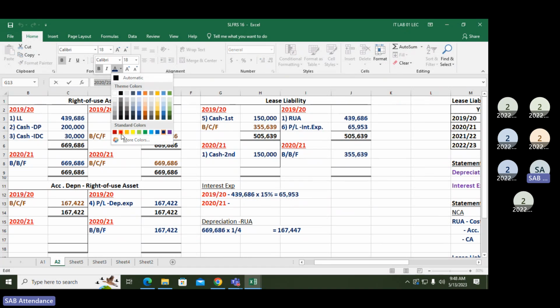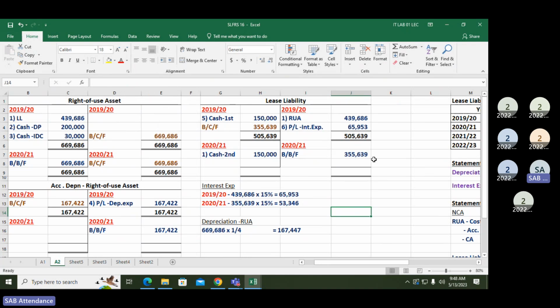Now we have to take the opening balance 355, for that 15%. Interest expense charged to P&L.